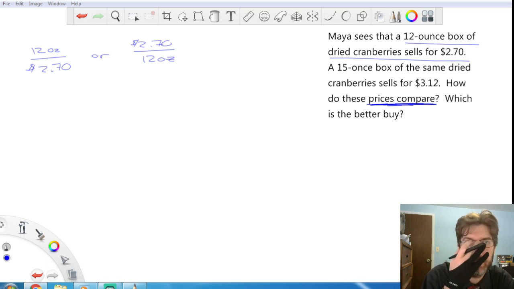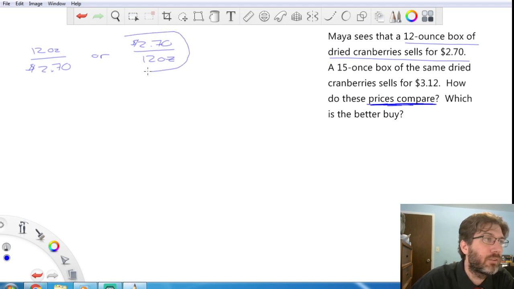Let's keep going with Maya here, but we do want to compare things with ounces, so you do want your unit rate as ounces on the bottom. So here, this is the one we want because we're going to compare prices for 1 ounce. So you want to make the unit rate of it, which you can do by setting up a proportion if you want, and just getting that denominator to be 1. So basically you're going to look at 2.70 divided by 12, and you want it so that is 1.